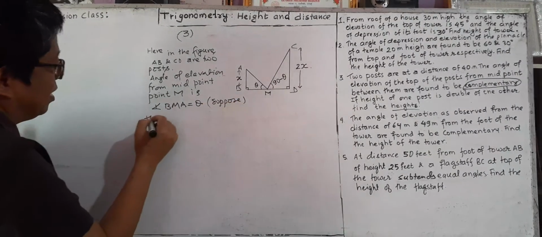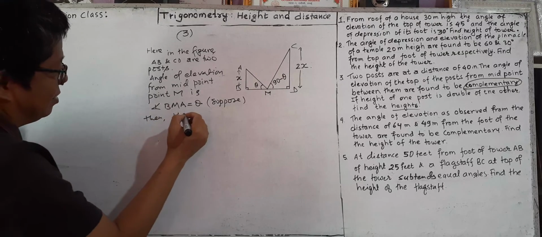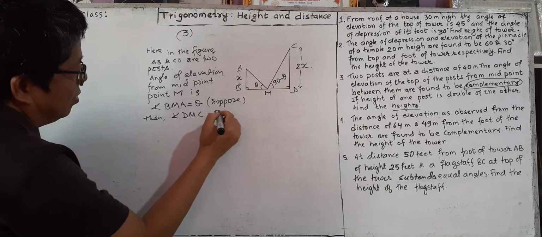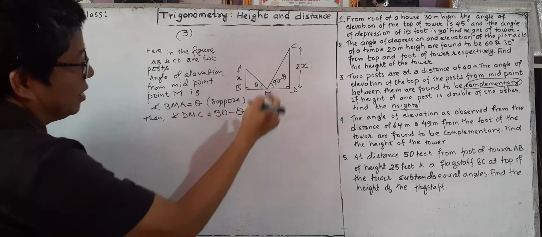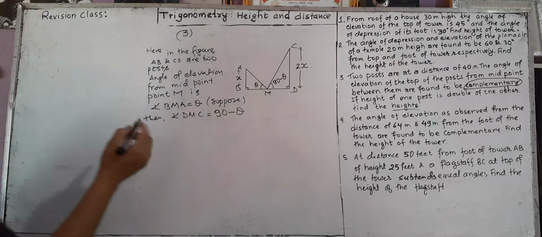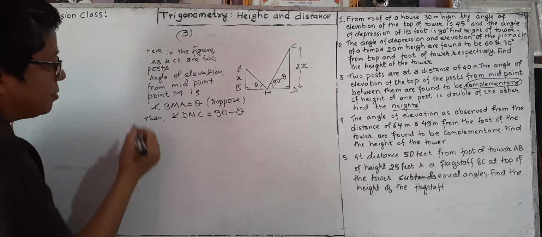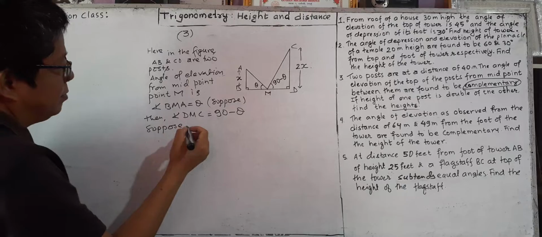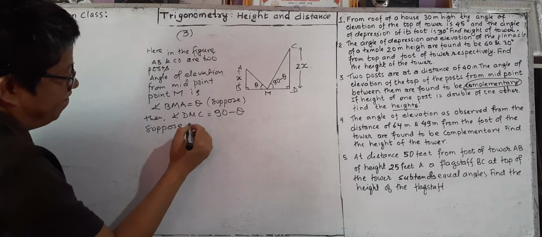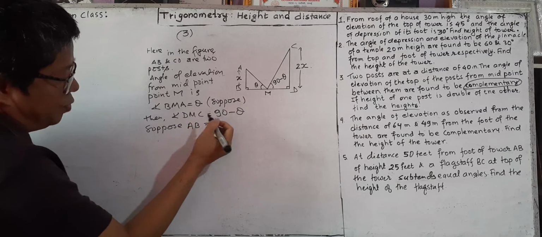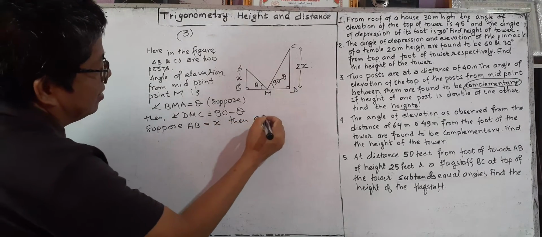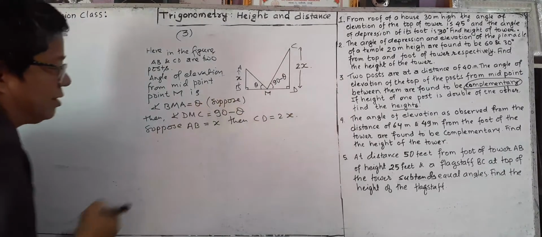Suppose. Then from the question, angle DMC equals 90 minus theta, because the angles are complementary. Okay, and next, suppose the height of the post AB is x, then CD is 2x.